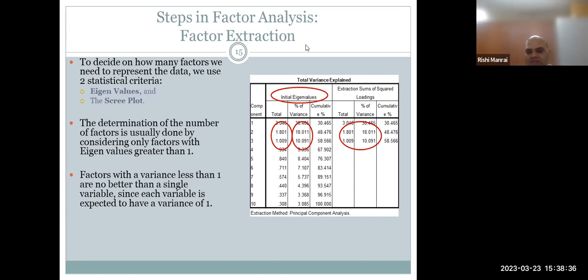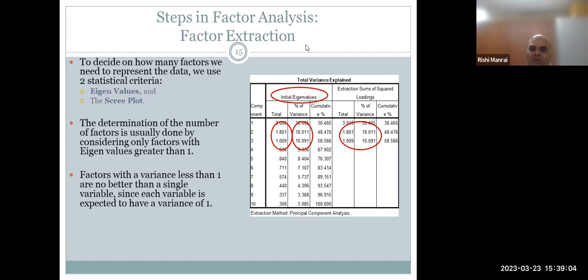In the first column, it will tell you about the number of components which are there, let's say 1, 2, 3, 4 till 10. So this particular factor analysis has used 10 variables, sorry, 10 items. The cumulative variance explained is 100%, of course, in the last line.